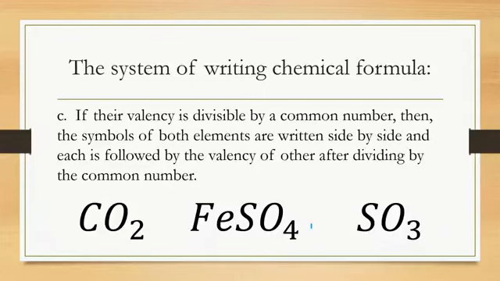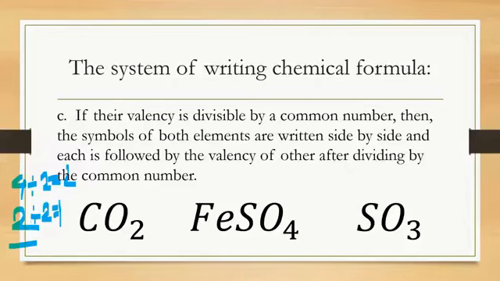And there is another rule for writing chemical formulas. If their valencies are divisible by a common number, then divide them before writing the symbols of both elements. For example, the valency of carbon is 4 and the valency of oxygen is 2. The numbers are divisible by 2. When we divide 4 by 2, it is equal to 2, and when 2 is divided by 2, it is equal to 1.